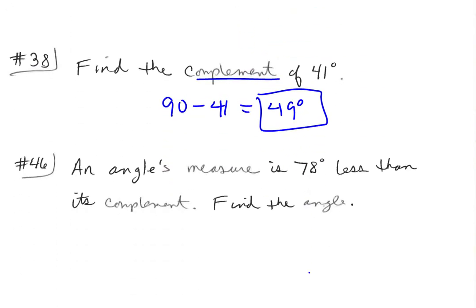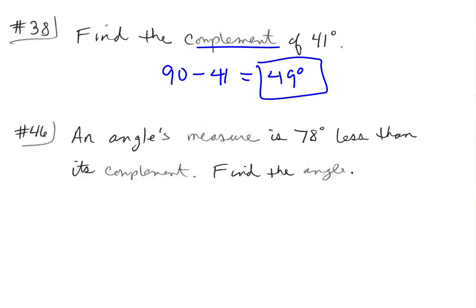Our next example says an angle's measure is 78 degrees less than its complement. Find the angle. We're using the word complement again, same definition, but this time the problem is set up a little bit differently. Let's first give a name to the angle's measure. Why don't we just call that measure x? You could use m, it doesn't really matter, just some kind of variable.